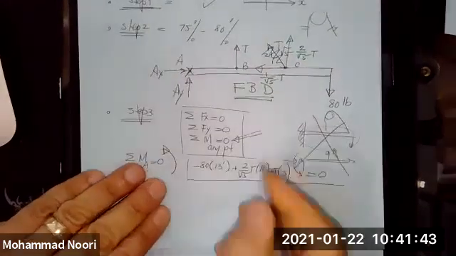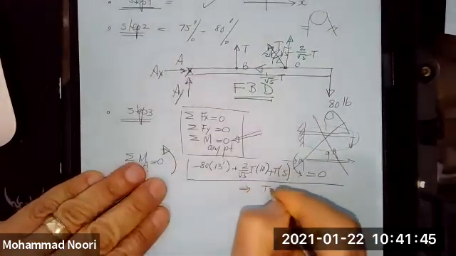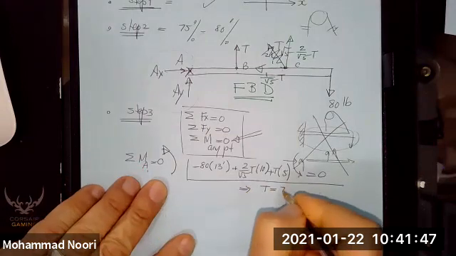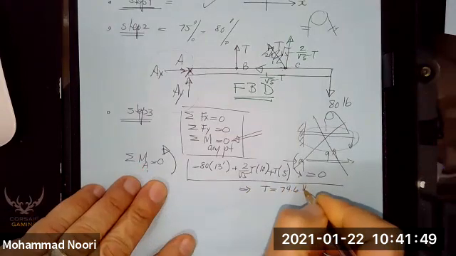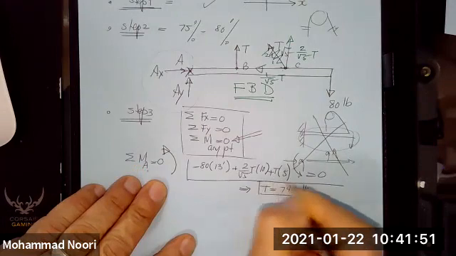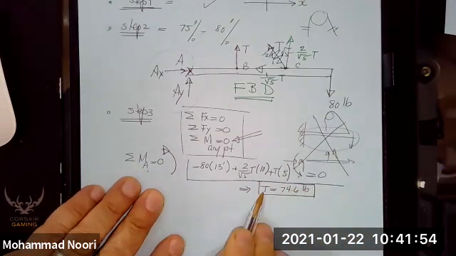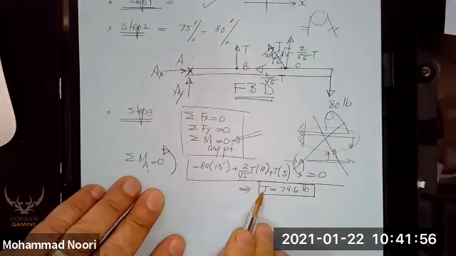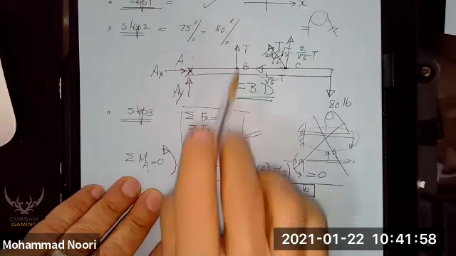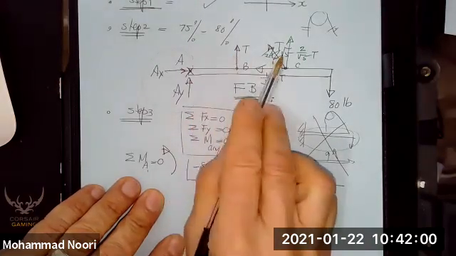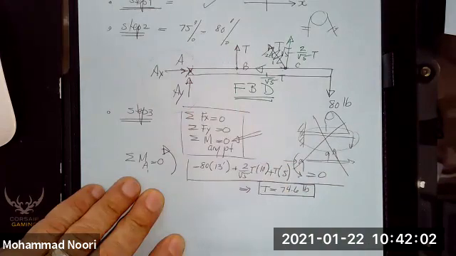If you solve this one equation, one unknown, you see that t comes out to be 74.6 pounds. The value for t turned out to be positive, which means the assumed direction that you had for t is correct. And this is the magnitude of that force.